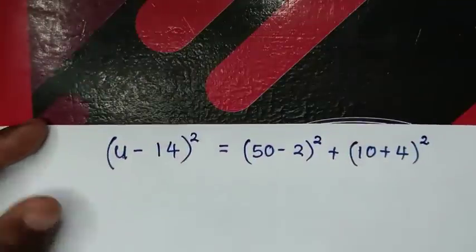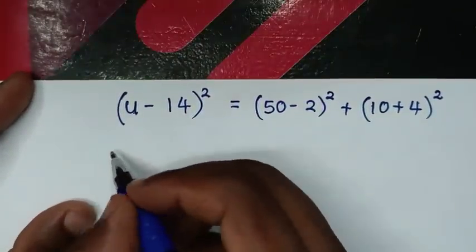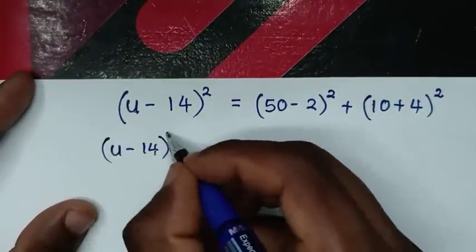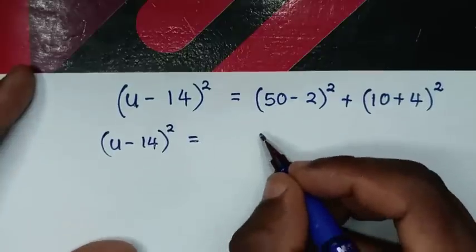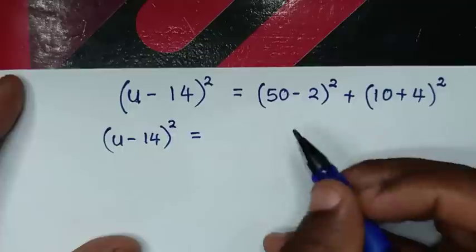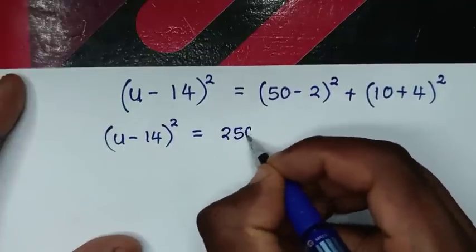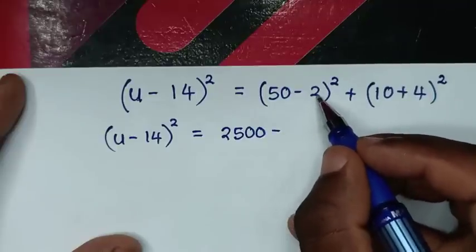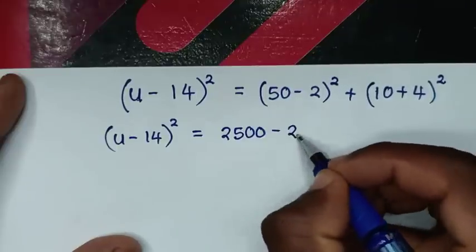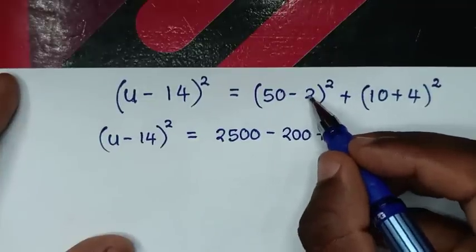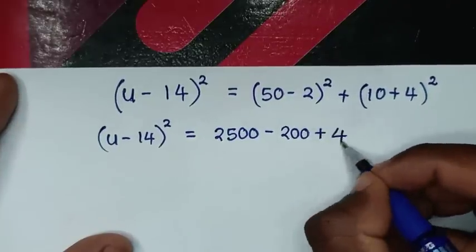Then in the next step, from here, it will be (u minus 14) squared is equal to the square of 50 minus 2. 50 squared is 2500. Then minus 2 times 2 is 4. 4 times 50 is 200. Then plus 2 squared. 2 times 2, which is 4.